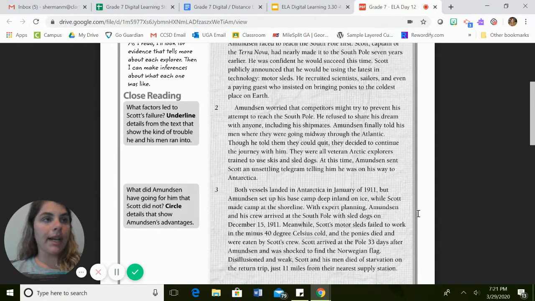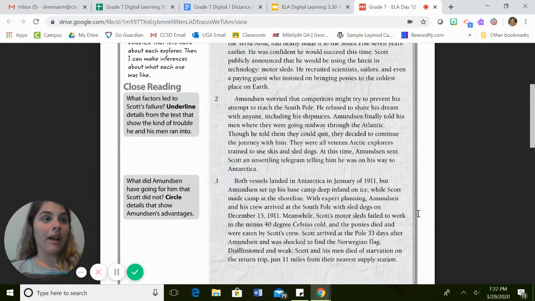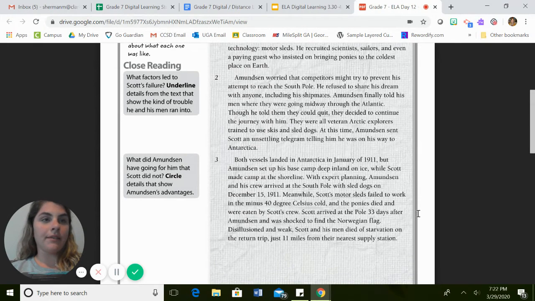With expert planning, Amundsen and his crew arrived at the South Pole with sled dogs on December 15, 1911. Meanwhile, Scott's motor sleds failed to work in the minus 40 degrees Celsius cold, and the ponies died and were eaten by Scott's crew. Scott arrived at the pole 33 days after Amundsen and was shocked to find the Norwegian flag. Disillusioned and weak, Scott and his men died of starvation on the return trip, just 11 miles from their nearest supply station.